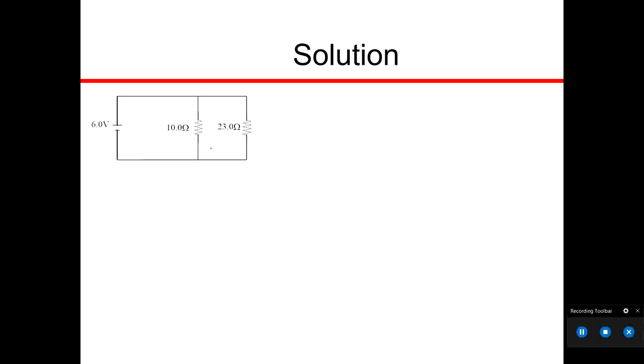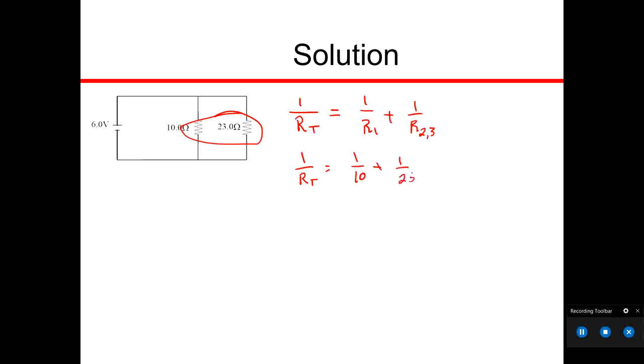Okay, but we still can't calculate our total current yet because we still have two resistors. So now we have to combine our parallel resistors. Now this, because it's the last two, is going to give us our total resistance. So 1 over R_T is equal to 1 over R1 plus 1 over R2, 3. And we fill in our values, so we have 1 over 10 plus 1 over 23.